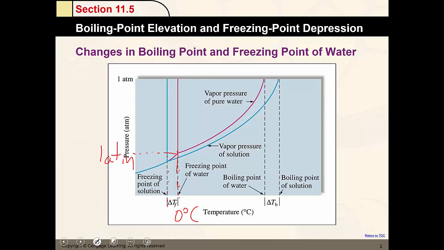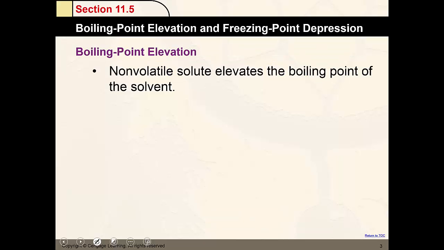Then the opposite is true for the boiling point of water. The boiling point of water is 100 degrees Celsius. Then if we add a solute to it to make it a solution, the boiling point gets shifted to the right, or shifts to a higher temperature, so boiling point elevation. Non-volatile solute, like sugar or salt, elevates the boiling point of the solvent. And normally for both of these, we will just talk about water as the solvent.